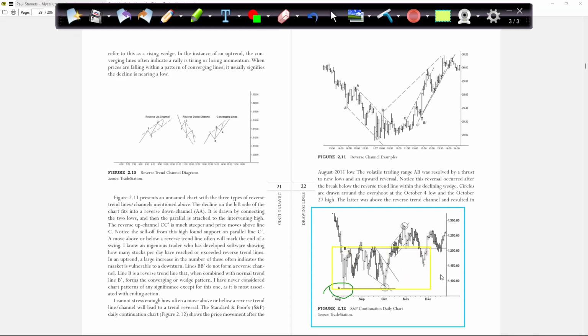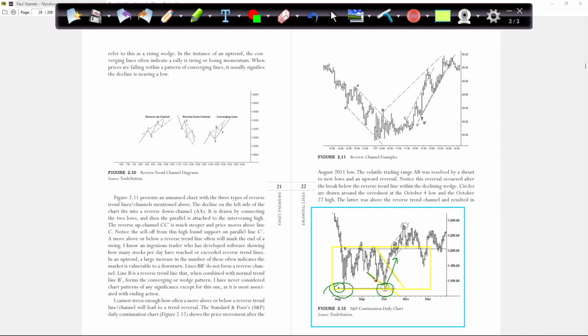This channel, right? And then we have this reverse channel, reverse wedge one. This, then this, right? And the market went down and tested this support line A, channel AB on support line A. The reversal happened here. Notice this reversal occurred after the break below the reverse trend line.